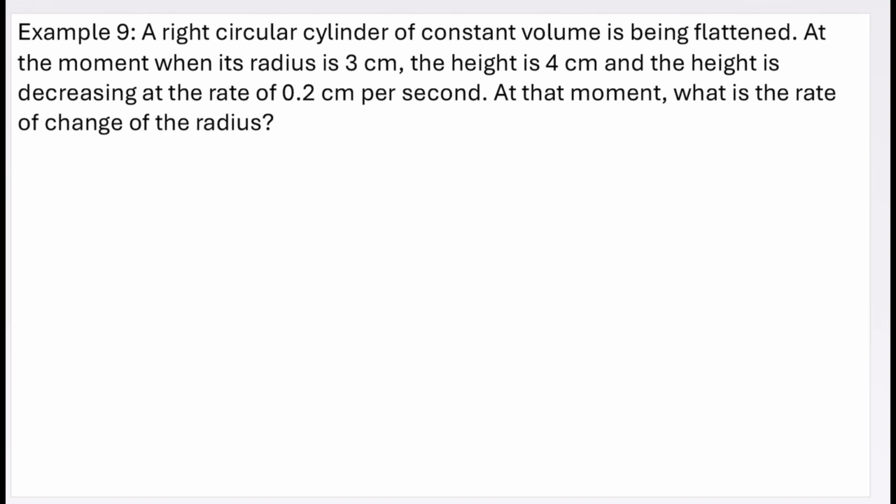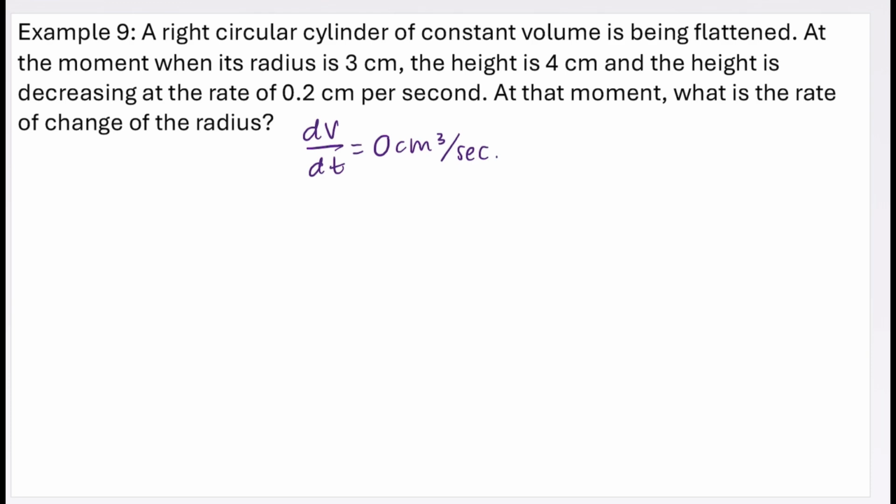Now, here's one thing we haven't seen yet, but it says that it has a constant volume. So the volume is not changing. So that's one thing that's going to be important in this problem, is that dv dt is actually going to be 0 centimeters cubed per second. So the volume is not changing.